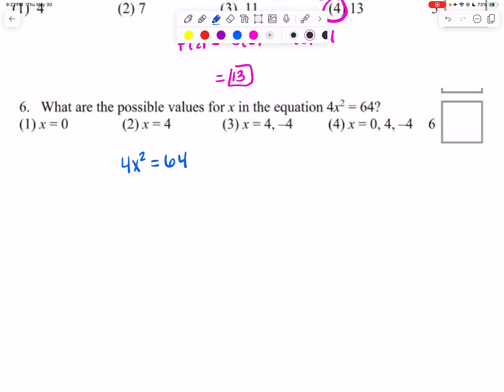When you have something like this, you want to get that x squared by itself, but there's a 4 attached, so I'm going to divide 4 to both sides of my equation. When I do 64 divided by 4, I get 16.